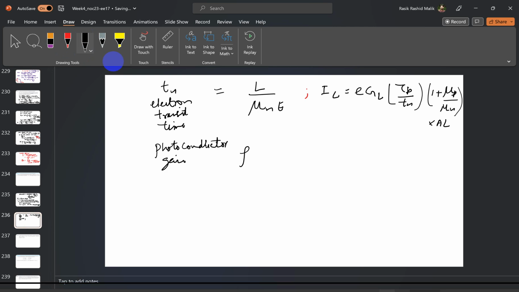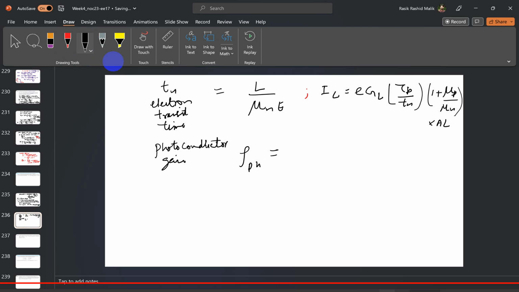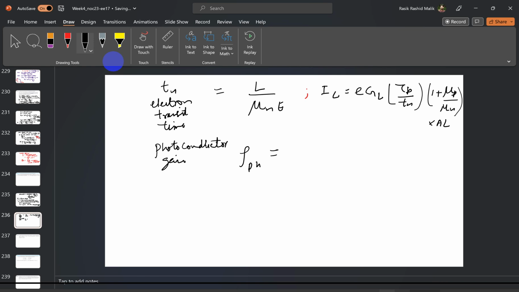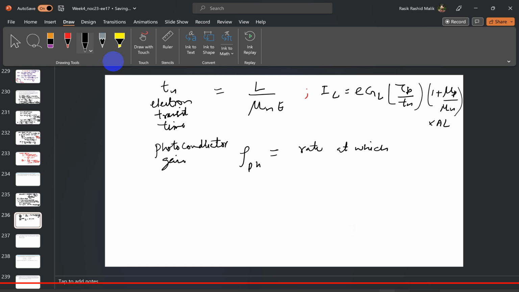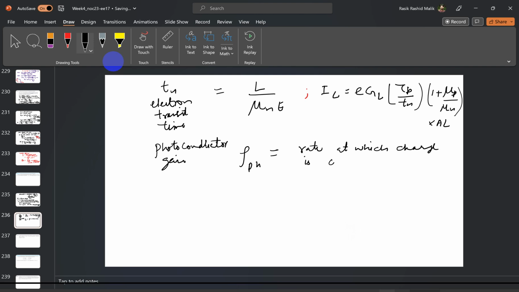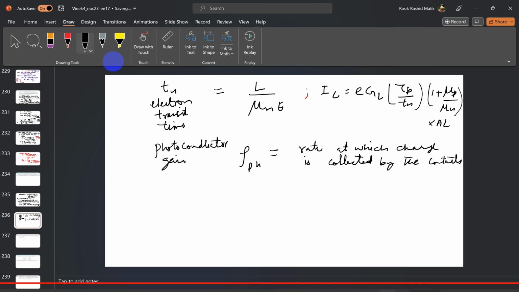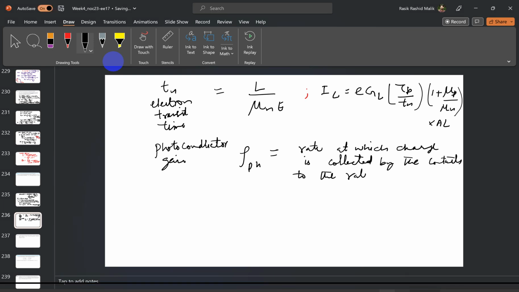And the photoconductor gain is calculated to be equal to the ratio of the rate at which the charge is collected by the contacts to the rate at which the charge is generated.